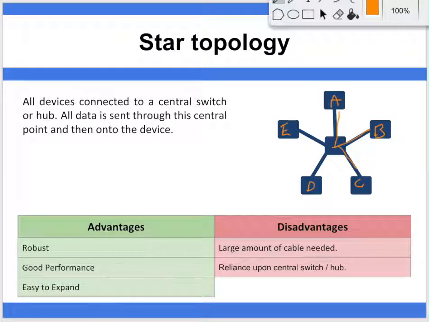So a switch is a more intelligent version of a hub, in that what it will do is it takes the data from computer A and realizes that it just needs to send it to computer D and no one else. Nice thing about that is security is obviously maintained, and you have a situation where you are limiting the amount of data traffic that's being put through the network.